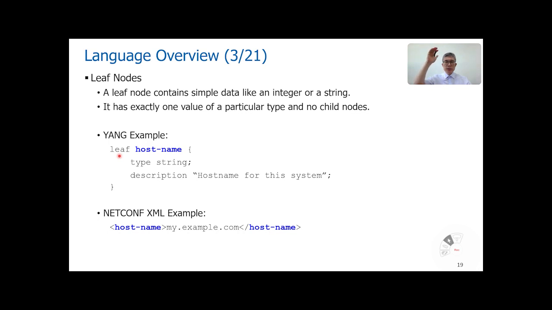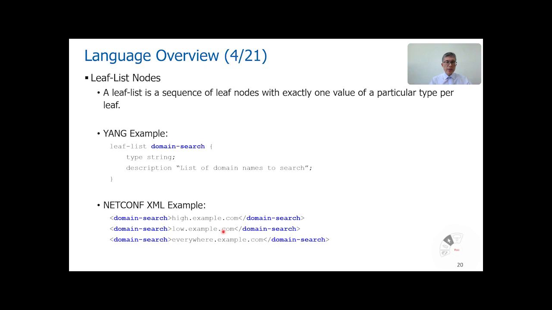Then some name, also a container, and at the bottom is the leaf. So a leaf data structure can be defined like this: leaf host-name, the type is a string, and the description is just a comment, not actual code: host name for this system. This is the YANG part. This is the XML part. So host-name: this is the head tag, this is the tail tag, in XML. This is host-name, and then in the body we have the value my.example.com.